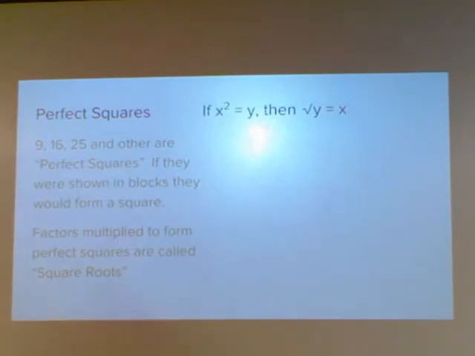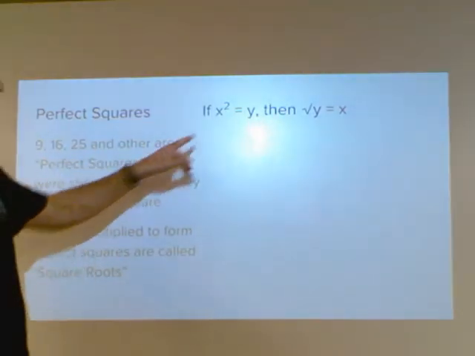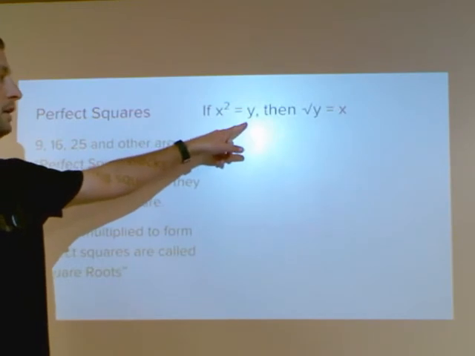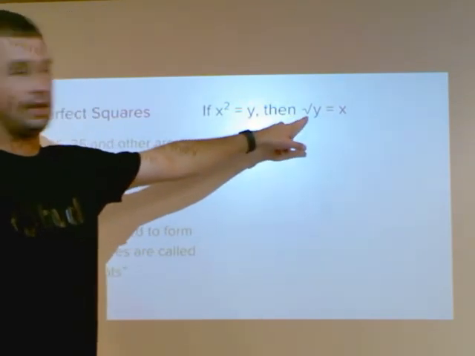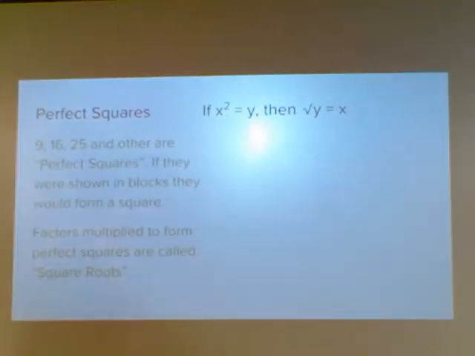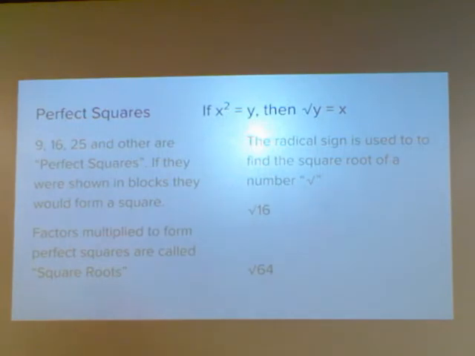As you keep going, you can get into perfect squares, and essentially algebraically it's saying if you have x squared and that equals y, then the square root of y is going to be x. And this little sign here is a radical sign. And that radical sign means that you're looking for a square root of a number. 9, 16, 25, and like I said before, many other numbers are all perfect squares. If they were shown in blocks, they form that square. Factors multiplied to form perfect squares are called square roots. The radical sign is used to find the square root of a number.